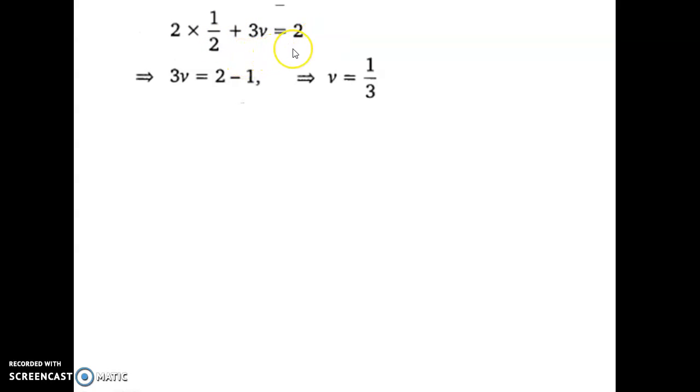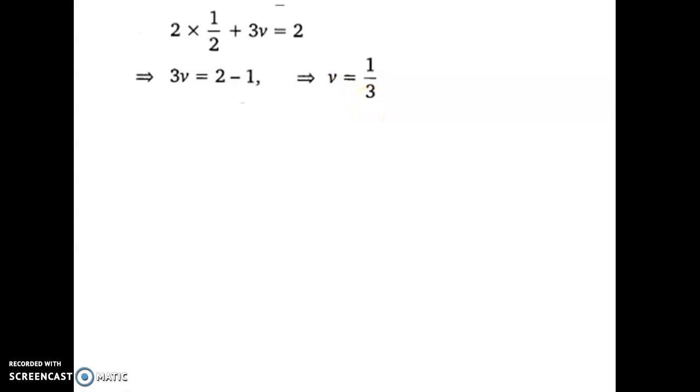So 3v equal to 2 minus 1. 2 minus 1 is 1. Then here 3v is there, so 3 is in multiplication with v. When it goes to the RHS, it will go in division. So 1 by 3. Okay, so v equal to 1 by 3.